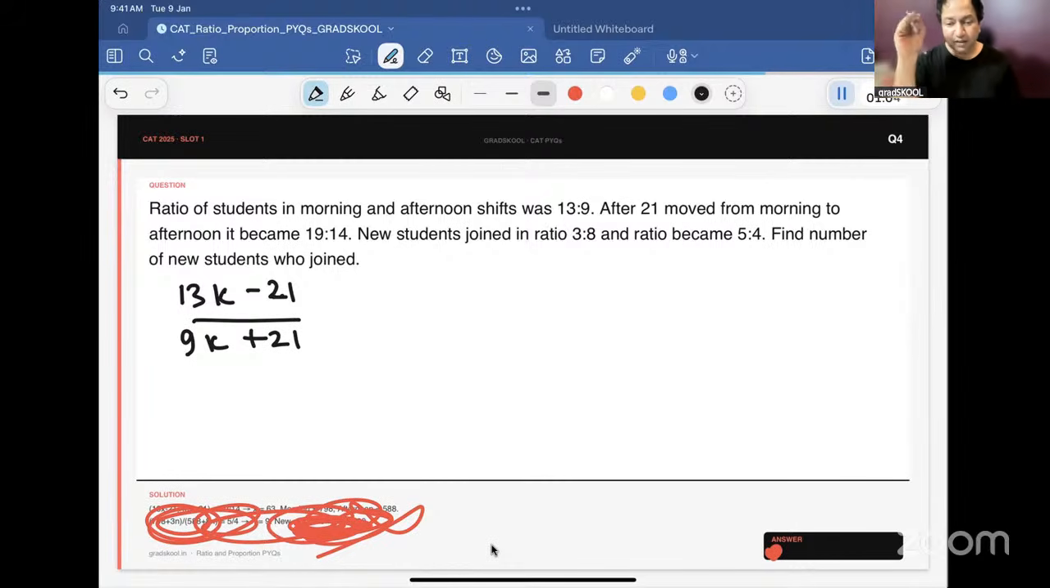So you know how you can go wrong in this question? If you subtract 21 from the morning, you need to add 21 in the afternoon. How many could miss that out? Now, the new ratio is 19 is to 14. Is that cool? Got it, everyone? Got it? What your answer is 9, Shoaib. Are you talking about the answer?